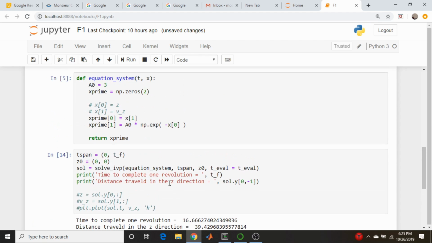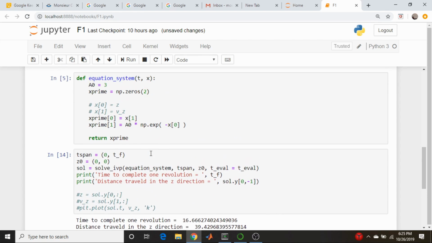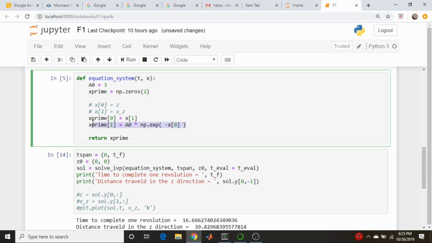And now let's define our system of equations. So the first two are just going to be the same as our function up here. So we could just do a copy and paste job.